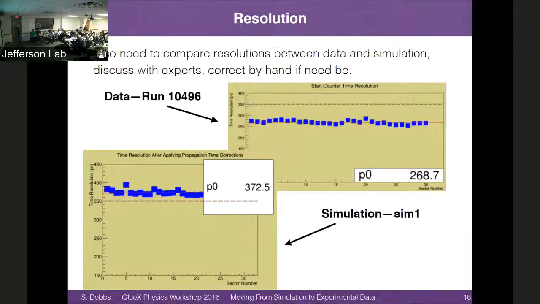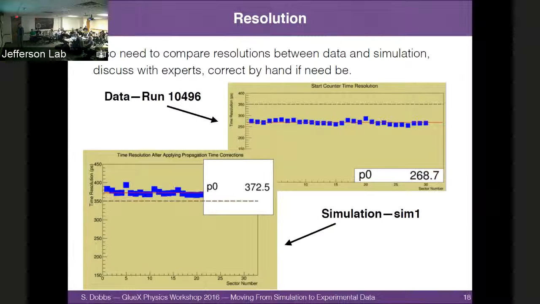So to give you an example, this is something that I showed yesterday, where this is the time resolution on the start counter. You can see that it's different in data, where it's about 270 picoseconds, and in Monte Carlo it's about 350 or 370 picoseconds, depending on the conditions. Of course, you're not going to cut directly on these numbers, but these are the numbers that get propagated into the calculations of delta t, or if you're cutting on beta versus p, or if you're using a figure of merit cut, right? And so these are the sorts of numbers you have to be careful about.